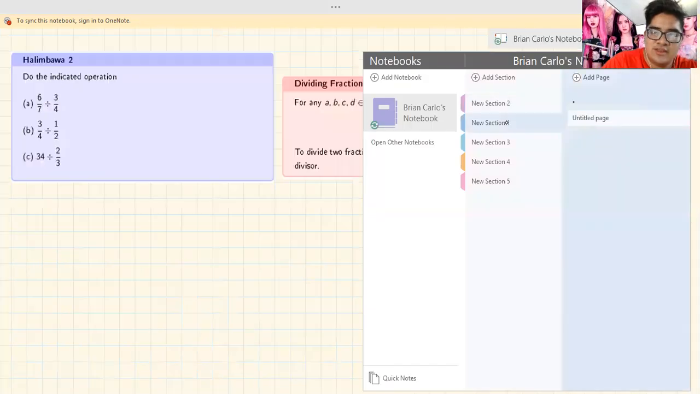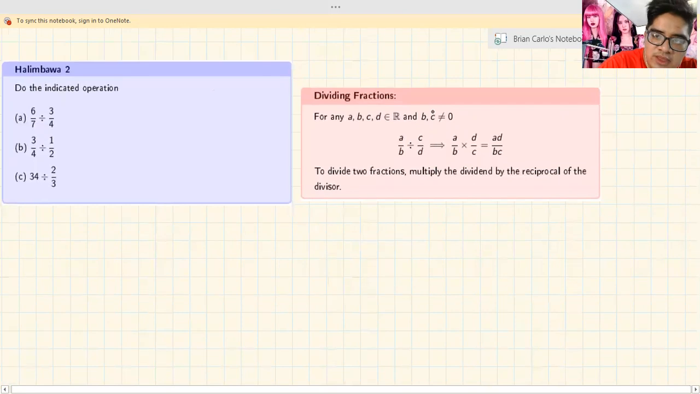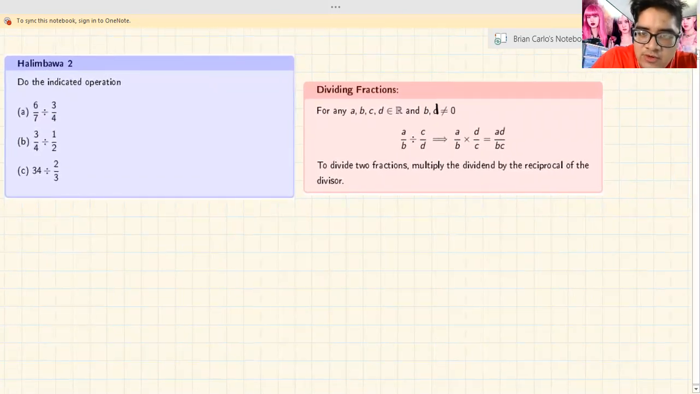So, next. Let's head over to division. B and D not equal to 0. Dividing fractions for any real numbers A, B, C, D, and B and D not equal to 0. Bakit? Kasi yung denominator ng fraction mo hindi pwedeng 0. Ngayon, we divide fractions this way: A over B divided by C over D implies that A over B multiplied by D over C. Paano yun? Magiging AD over BC.